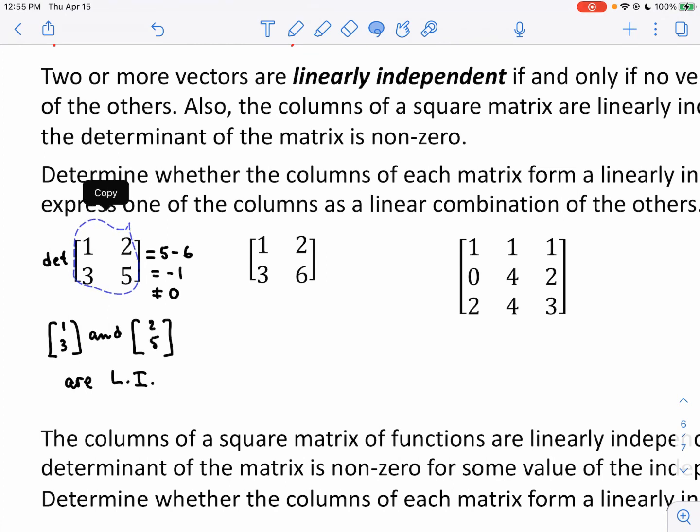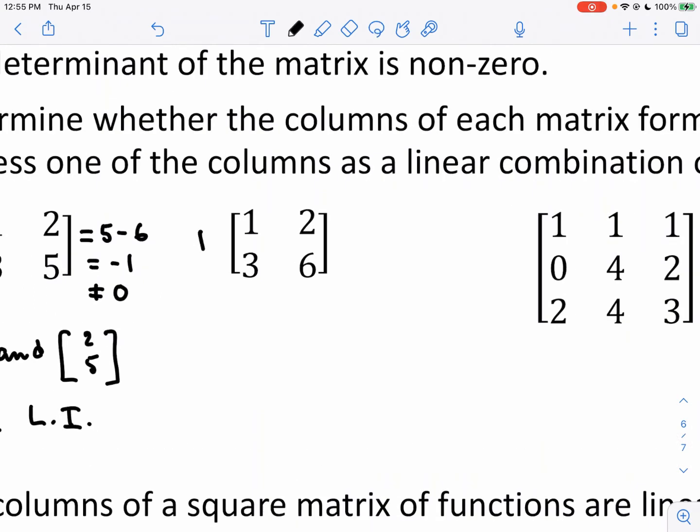as a linear combination of the other column. In other words, it's not possible to write one column as a multiple of the other column. Now in this next case though, if we were to find the determinant of this one, we do 1 times 6, which is 6, minus 3 times 2, that's minus 6, so we get 0 this time.